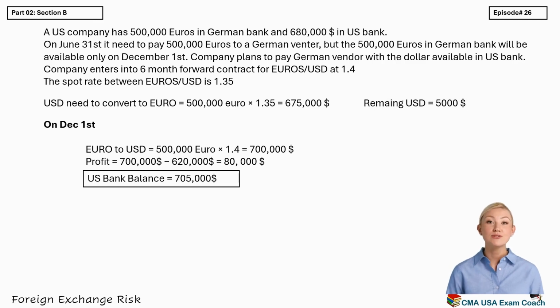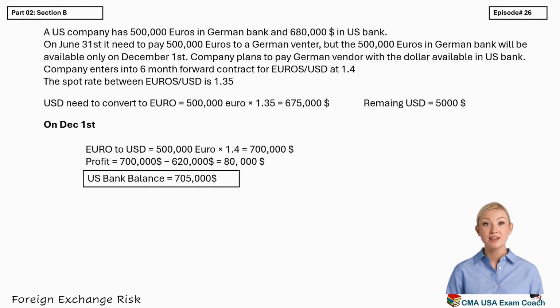Step 3. Use of forward contract on December 1st. Now we move forward to December 1st. On this date, the original 500,000 euros in the German bank finally become available. The company uses the forward contract it signed earlier, which allows it to sell euros and receive dollars at a fixed rate of 1.4 euros per dollar. So the amount of dollars received equals 500,000 euros multiplied by 1.4, which equals $700,000. So, on December 1st, the company receives $700,000 by converting its euros using the forward rate.